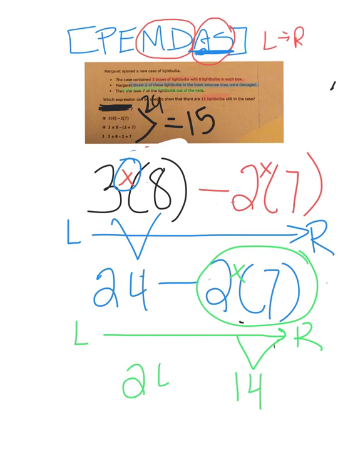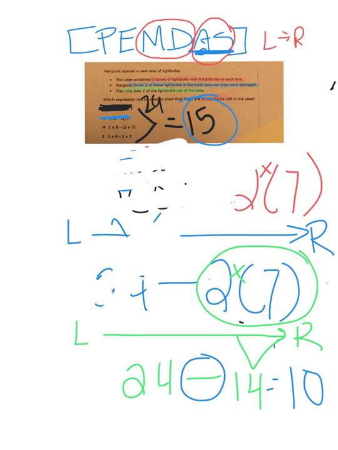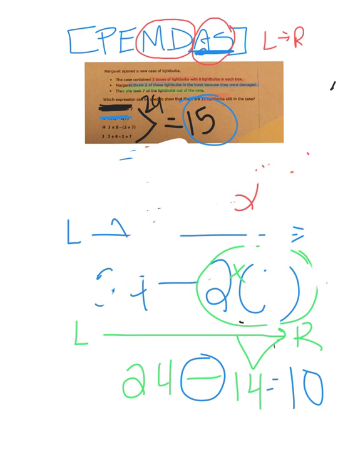Bring down the 24 and the subtraction. So we're down to one operation, which means we can solve that. 24 minus 14 is 10. Not correct. So G is not correct because it does not equal 15. We're looking for 15 as an answer to this equation. So let's erase this and go to the next one, which is H.